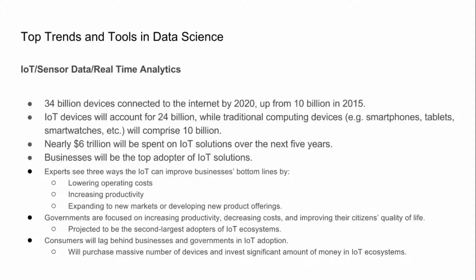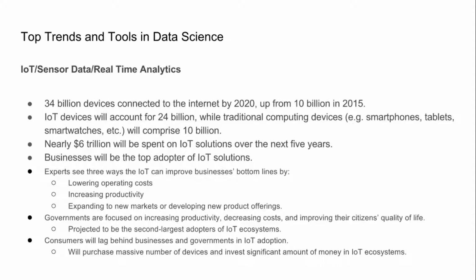will comprise 10 billion. Nearly 6 trillion will be spent on IoT, or Internet of Things, solutions over the next 5 years. Businesses will be the top adopters for Internet of Things solutions. Experts see 3 ways the Internet of Things can improve businesses' bottom lines by lowering operating costs, increasing productivity, expanding to new markets, or developing new product offerings.